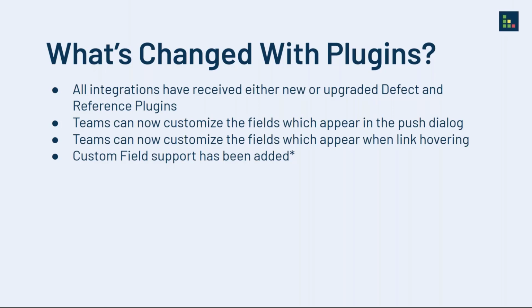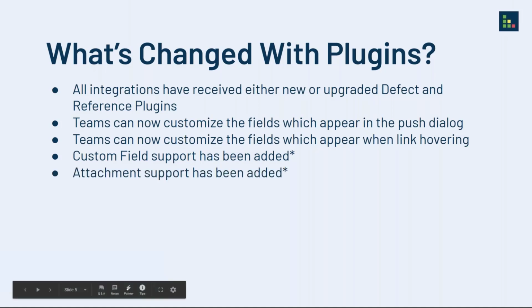We've also added custom field support to these tools. So not only can you use default fields that are configured by a default integration or a default configuration, you can also include custom fields. We've also added attachment support, so you can now push an attachment to your external tool. If you need to add a screenshot to a bug report, you can do that just by dragging it into the push dialog and sending it over to your tool, hopefully eliminating the need to navigate to that tool to update any additional information.